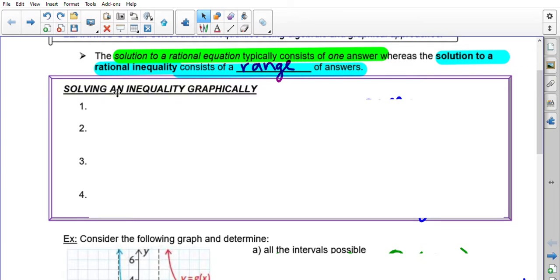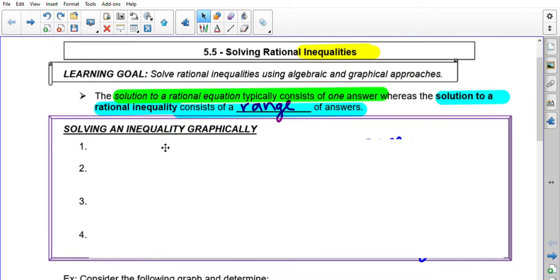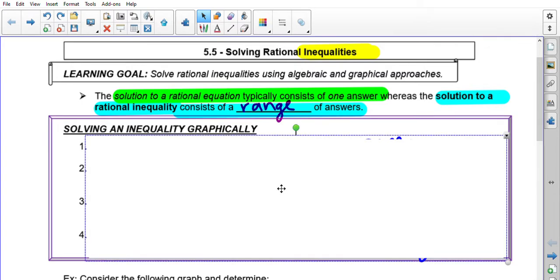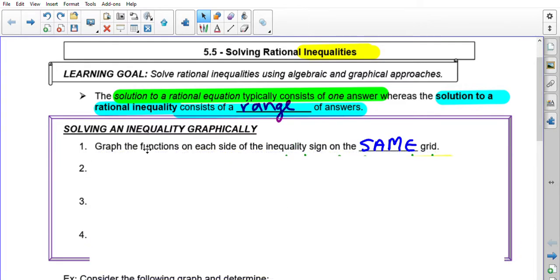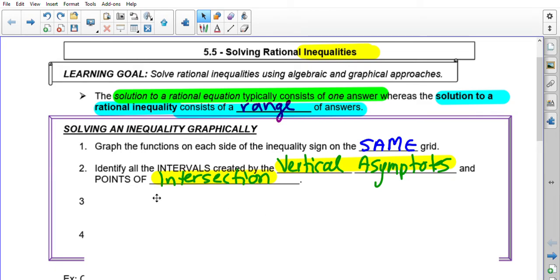So what are our steps for solving an inequality graphically? When we do rational inequalities, you're going to notice a lot of the steps are the same as when we solve polynomial inequalities graphically, except there's one key difference. Our first step, remember, was to always graph the functions on either side of the inequality on the same grid. Then we always tried to look for their point of intersection. We are still going to do that today.